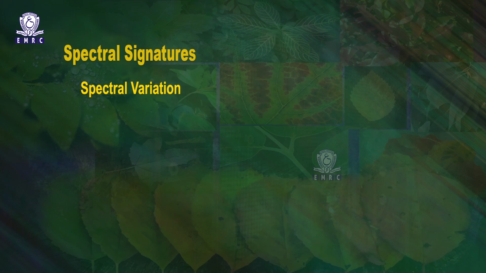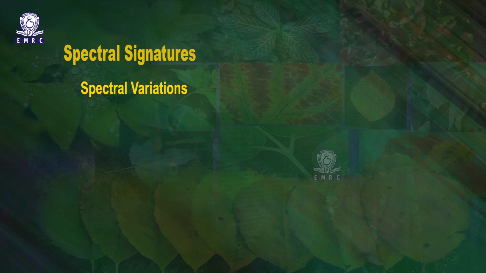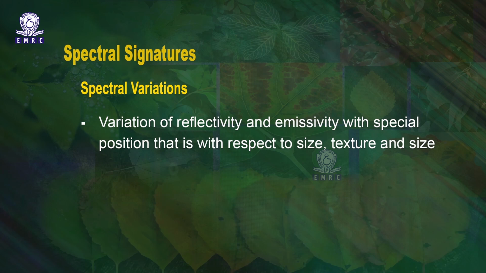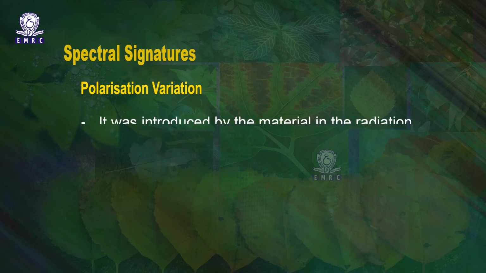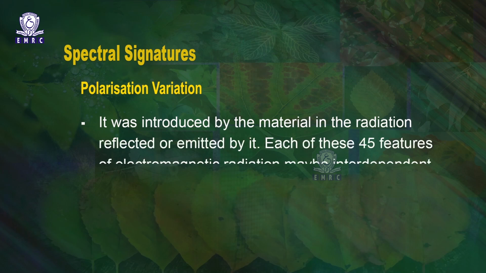Spectral signatures can be characterized as follows. First, spectral variation, where the variation is based on the reflectivity and emissivity as a function of wavelength. Second, spatial variation of reflectivity and emissivity, that is, with respect to the size and texture of the object. Third, temporal variation, the variation of emissivity and reflectivity like diurnal and seasonal cycles. Fourth, polarization variation, which is introduced by the material in the radiation reflected or emitted by it.